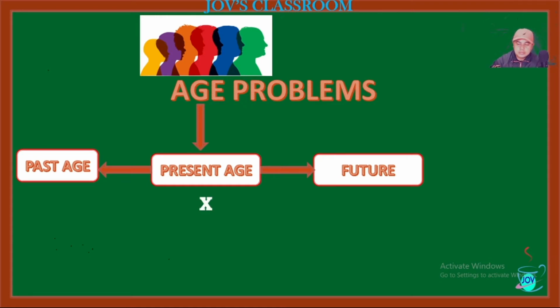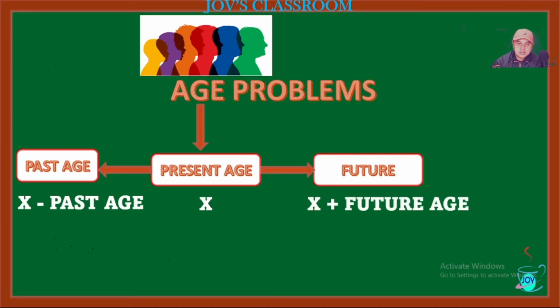We usually denote or represent the age of a person using the variable x. So if there's a past age, we always subtract the past age from the present age of a person. Always subtract. And the future age, we should always add to the present age of a person. So this is the first hint. Past age, you have to subtract from the present. Future age, you have to add to the present age.